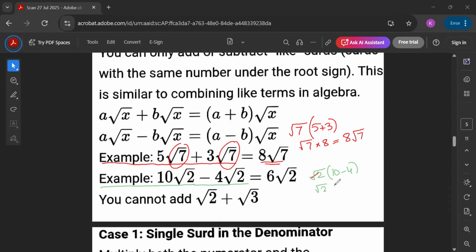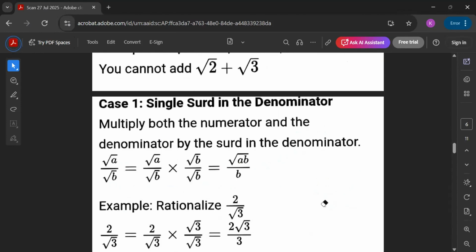10 minus 4 gives us 6. Now this 6, the writing pattern is this: 6 will come first and root 2 will come later on. So that is our answer for the subtraction thing. Okay, they have added up here, but you cannot add root 2 plus root 3. While adding or taking common, it must be the same surd which you can take common.